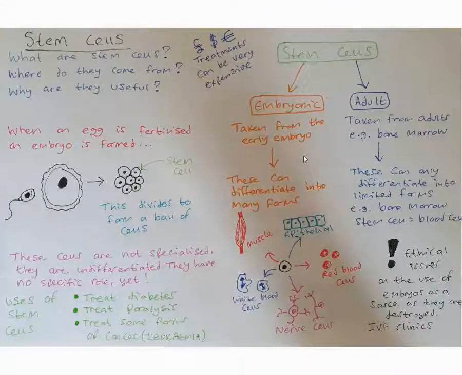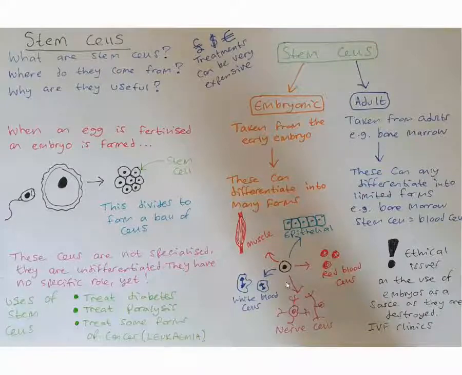Now, the embryonic stem cells are probably the most useful because they can differentiate into lots of different forms of cells. So they're taken from the early embryo, so each one of these stem cells here, we can take one of those, and under certain conditions in the lab, they can be forced to form a particular type of cell. So they can differentiate into, say, muscle cells, epithelial cells, red blood cells, nerve cells, white blood cells, depending on how we want to treat that particular patient. Okay? So they're very, very powerful, these embryonic stem cells.